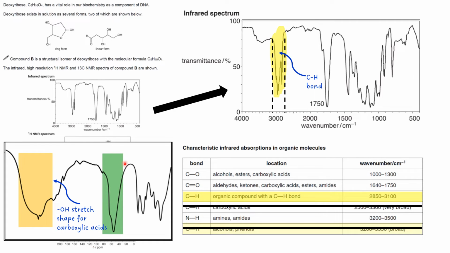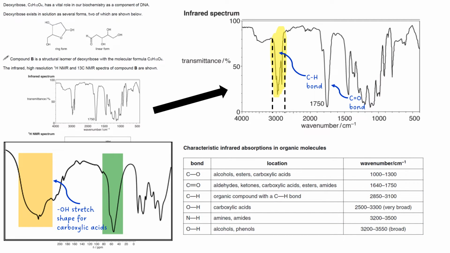Now we've also got this one here. You can see in the little picture I've got, it's replicated in the spectrum from the question. That's a C double bond O. Let's color code it so you can see which one we're talking about. We're talking about this one here. It covers aldehydes, ketones, carboxylic acids, esters, and amides. An organic compound, that could be anything. So that's not terribly informative. We might need to dig a little bit deeper in this one.